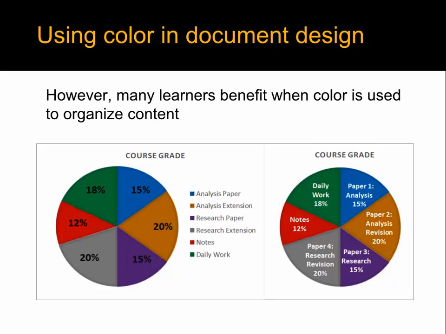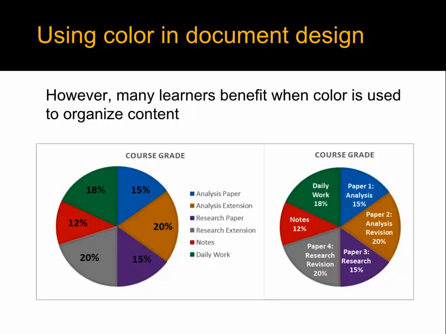Using color in document design allows you to highlight things for your students, but different students benefit in different ways. So here on the left you see that we've got course grades broken down, and we're using the circle with the pie wedges with percentages. But a person has to be able to follow the color across to the list on the side to figure out exactly what those percentages represent.